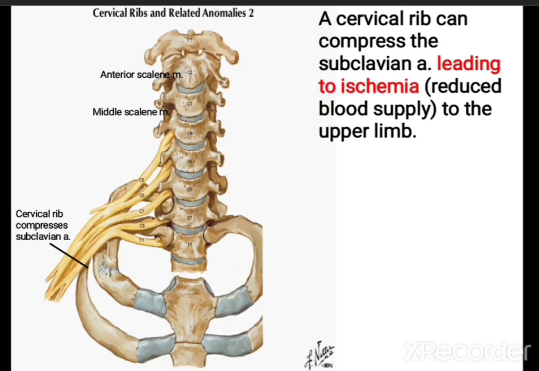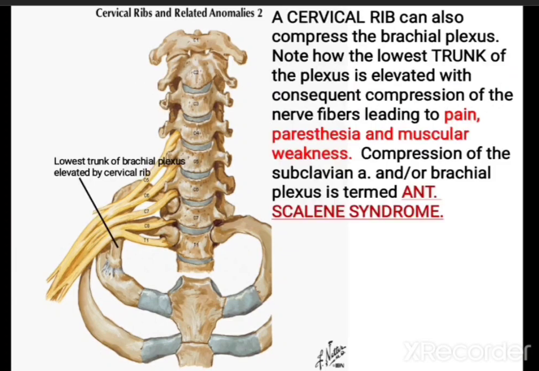Then we come to the applied. In the applied we can see the cervical ribs. A cervical rib can compress the subclavian artery, leading to ischemia and reduced blood supply to the upper limb. A cervical rib is the enlargement of the transverse process of the C7 vertebra in the form of a rib. A cervical rib can also compress the brachial plexus, as we have seen in the image.